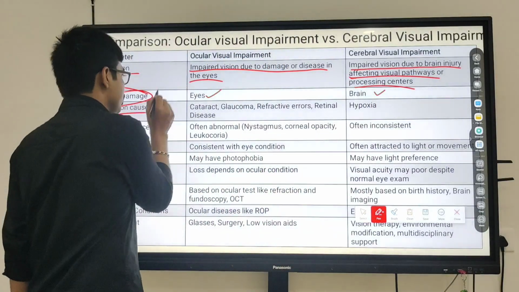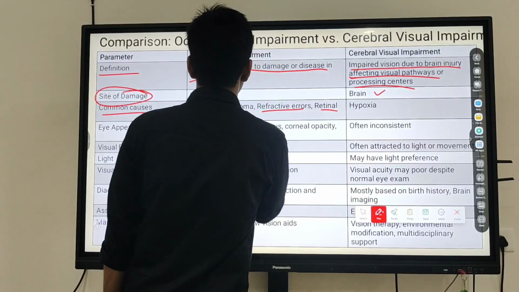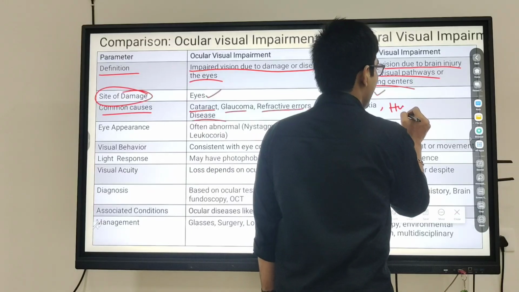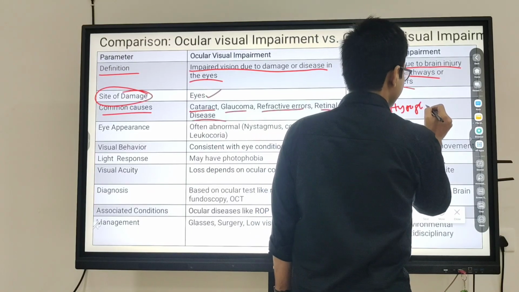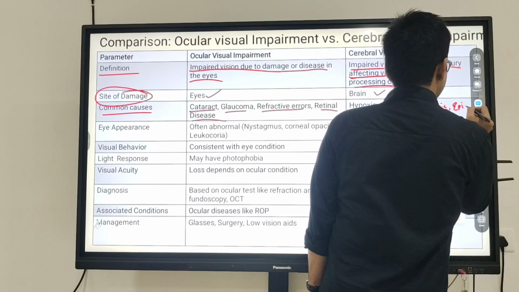Next, what are the common causes? Common causes of ocular visual impairment are cataract, glaucoma, refractive error, and retinal disease. But in cerebral visual impairment, hypoxia, hypoglycemia, and epilepsy are the major reasons.